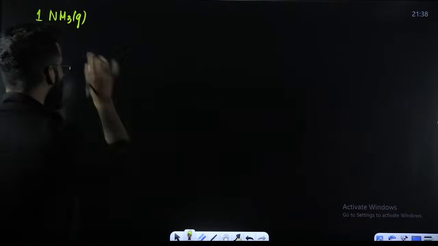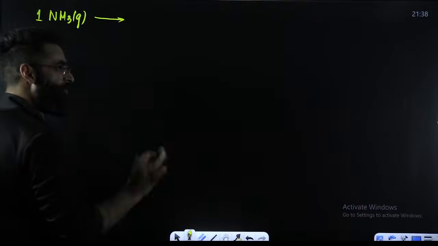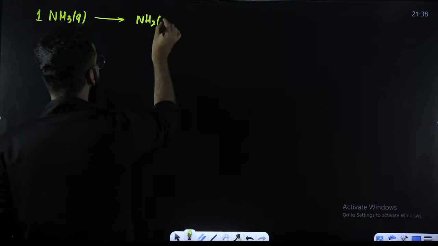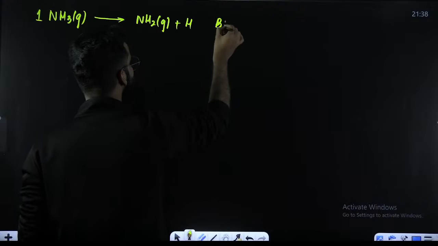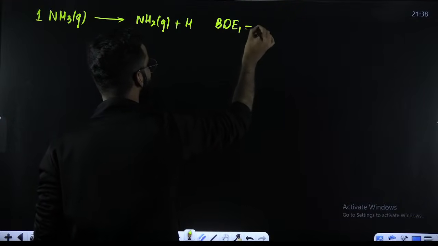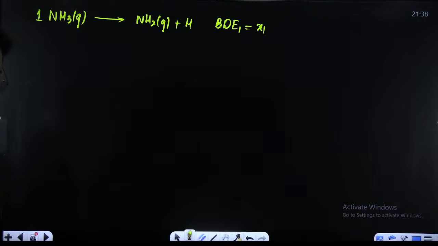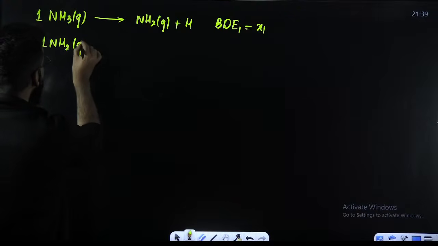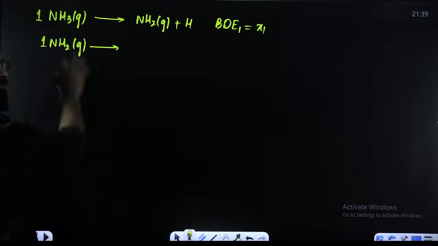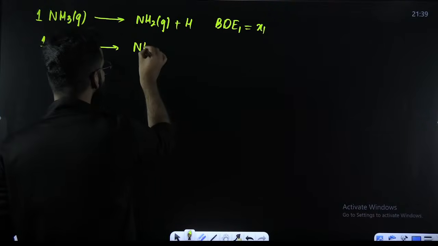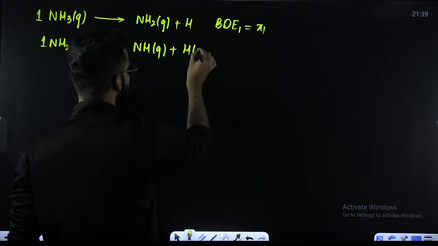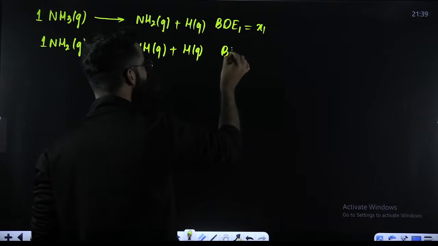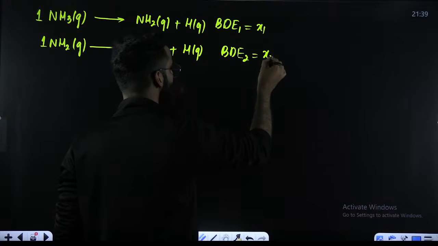For example, I've got 1 mole of NH3 gas. 1 mole of NH3 gas contains 3 moles of NH bonds. Out of those 3 moles of NH bonds, imagine I'm breaking 1 mole of NH bond. So I get NH2 gas plus H. The energy needed in this process is bond dissociation energy 1, which is X1 kilojoules. Now we have got 1 mole of NH2 gas, which contains 2 moles of NH bonds. Out of those 2 moles, I'm breaking 1. I get NH gas plus H gas. The energy needed for this process is X2 kilojoules.